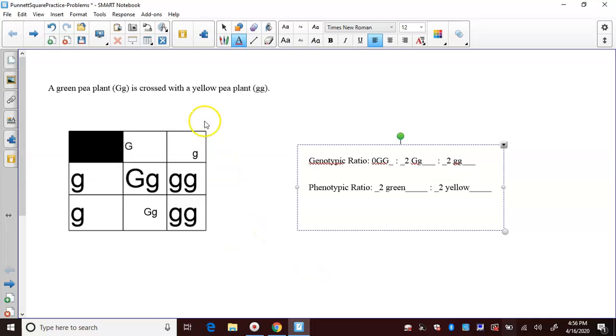So you would read it, put in the parents' genotypes and the Punnett square. So there they are. And then this would be the potential offspring. And then you figure out the genotypic ratio and phenotypic ratio.